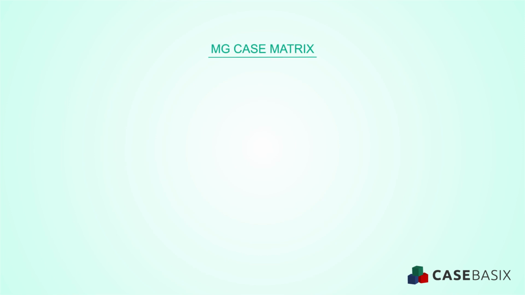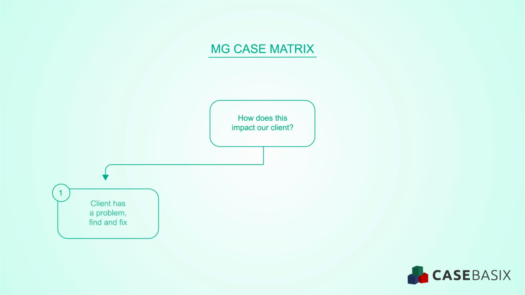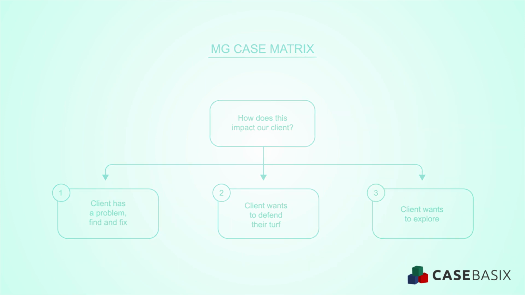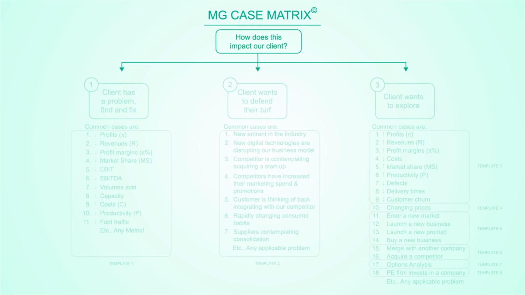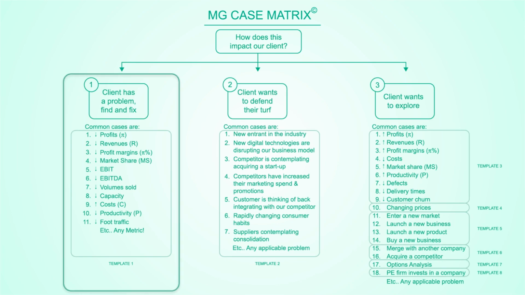The MG case matrix helps answer one fundamental question. How does this problem impact our client? Our matrix has 3 categories of questions. Client has a problem, find it and fix it. Client wants to defend their position, and client wants to explore. We created 8 templates for these categories, which we will explain in a minute. So let's start. The first category is, there is a problem, fix it.